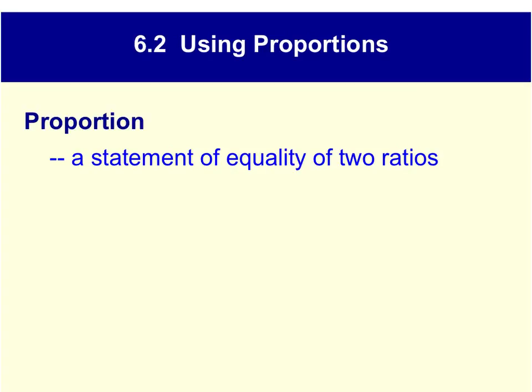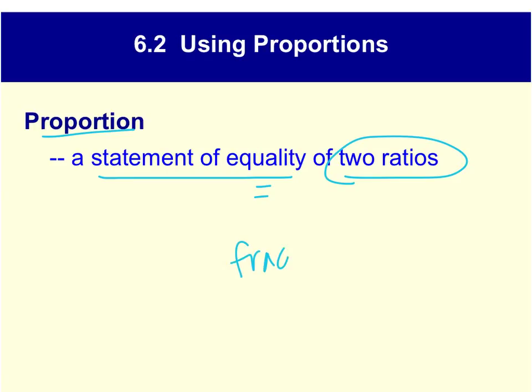So first it might be helpful to understand what a proportion is. You want to have this definition in your notes. A proportion is a statement of equality, so that means an equal sign, of two ratios. If you remember, a ratio is the same thing as a fraction, so it's going to be a fraction equal to another fraction. And then we will figure out how to solve those proportions.